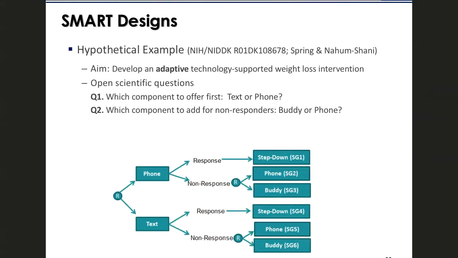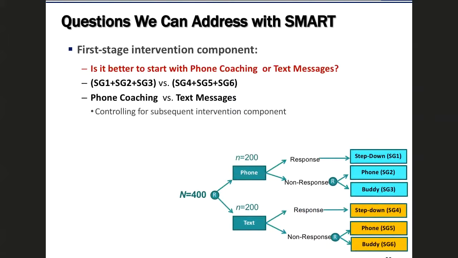And then let's assume that a second scientific question that I have is how to treat non-responders. Let's assume that I don't know if body training is indeed the best way to treat non-responders. Maybe augmenting the initial intervention with a more costly component, phone coaching, would be more sufficient. Body training is less expensive compared to phone coaching, and text messages is the least expensive component that I can offer in this setting. So let's assume that I have these two scientific questions. Should I start with text messages or phone coaching? And what to do for non-responders? Should I augment with phone coaching or with body training? So far, so good. These are the scientific questions.